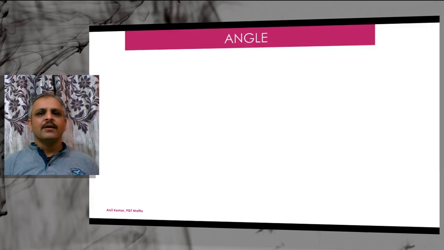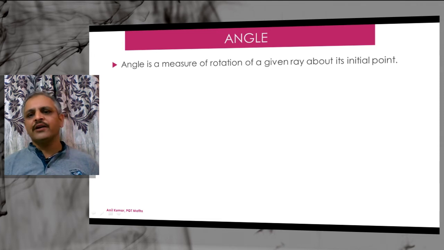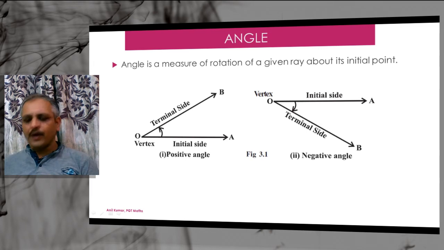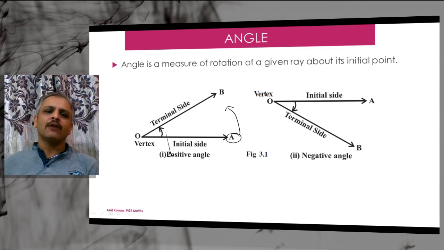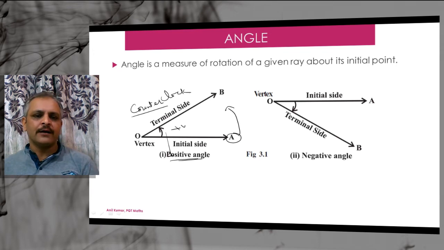So let's start. First of all, we will discuss the word angle. An angle is a measure of the rotation of a given ray about its initial point. When a ray rotates about its initial point, that creates an angle. This is the initial side, OA. When this OA is rotated towards B, that means in the counterclockwise direction, remember, in maths we take the counterclockwise direction as the positive direction. So that angle will be a positive angle.